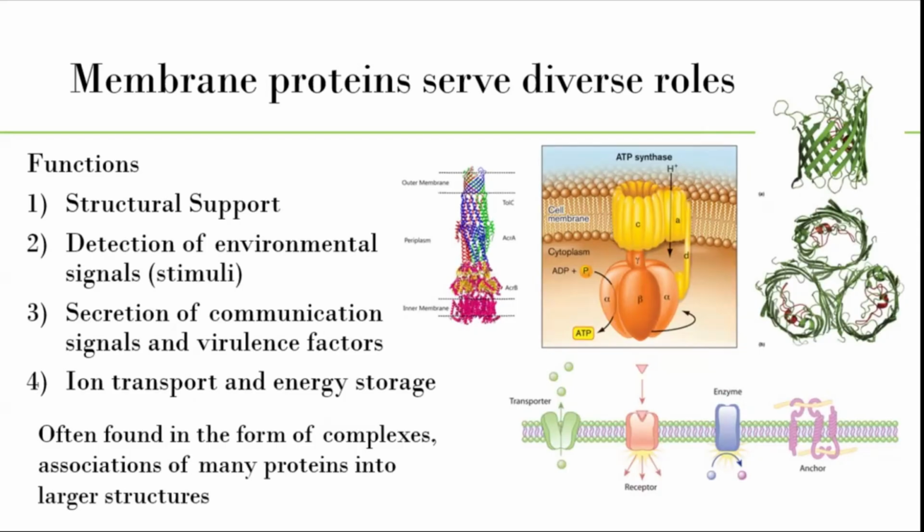They can communicate with other cells. They can secrete chemicals; they can be passageways for chemicals to be released into the environment. Some of these we call virulence factors. They're things that then end up attacking our body during infection and make them more dangerous to us. And a big one that they do is ion transport and storage.